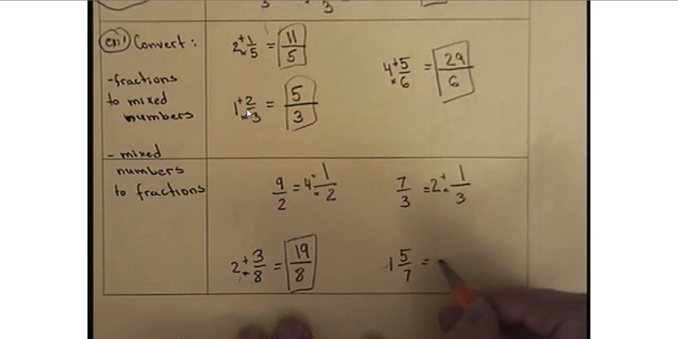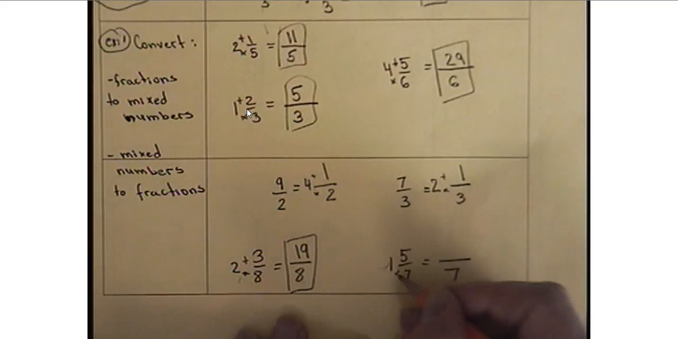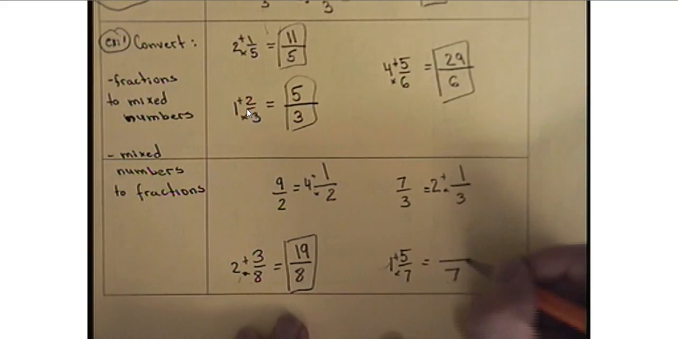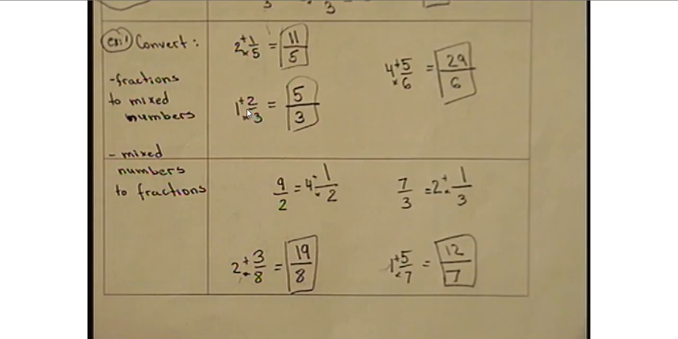And then we have another denominator, 7. 1 times 7 is 7 plus 5 will give us 12. 12 over 7 will be my next answer.